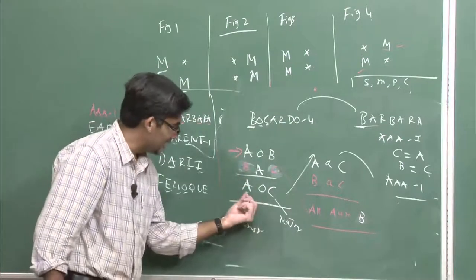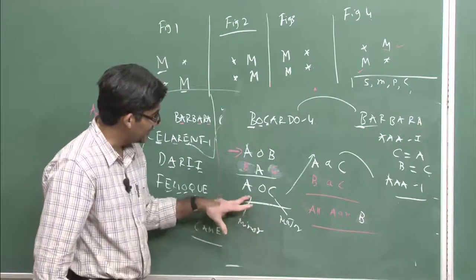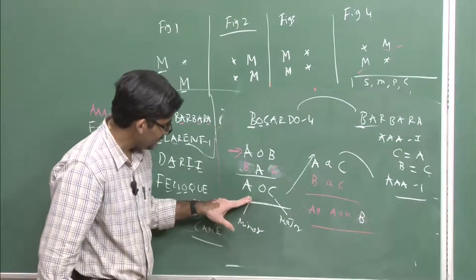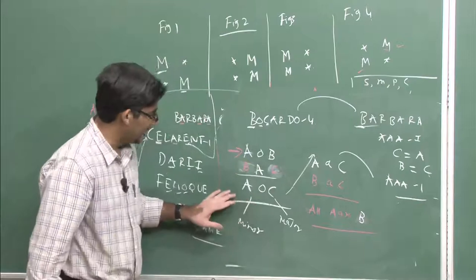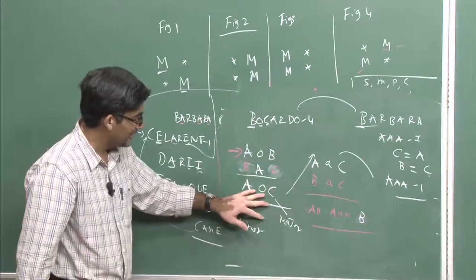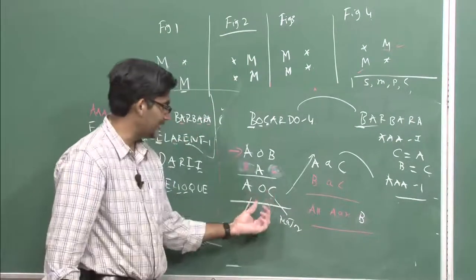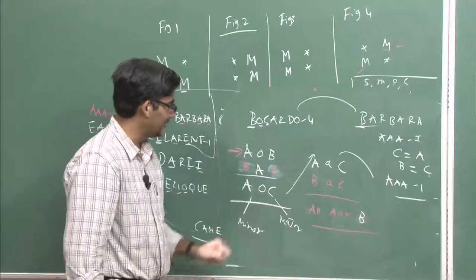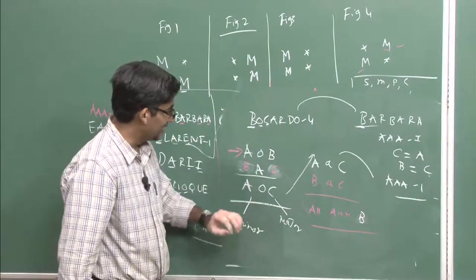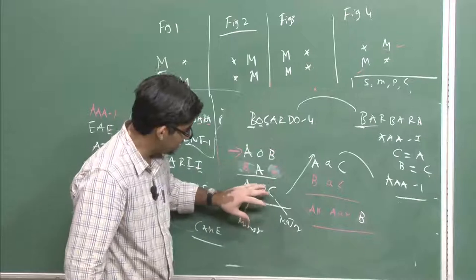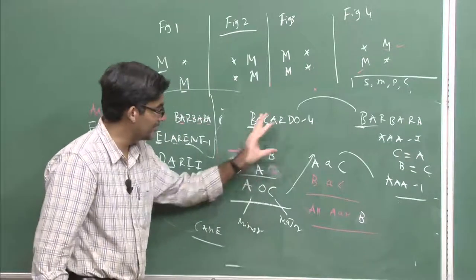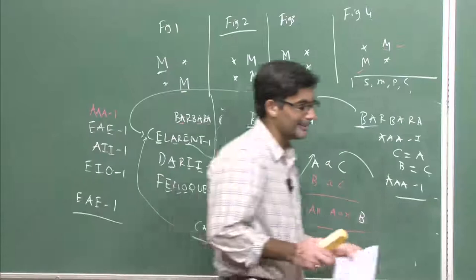Now that means AOC should be wrong. The negation of the conclusion leads to a contradiction, that means you cannot negate the conclusion, and AOC follows from this. That means we showed that this conclusion follows from the premises by using an indirect method.